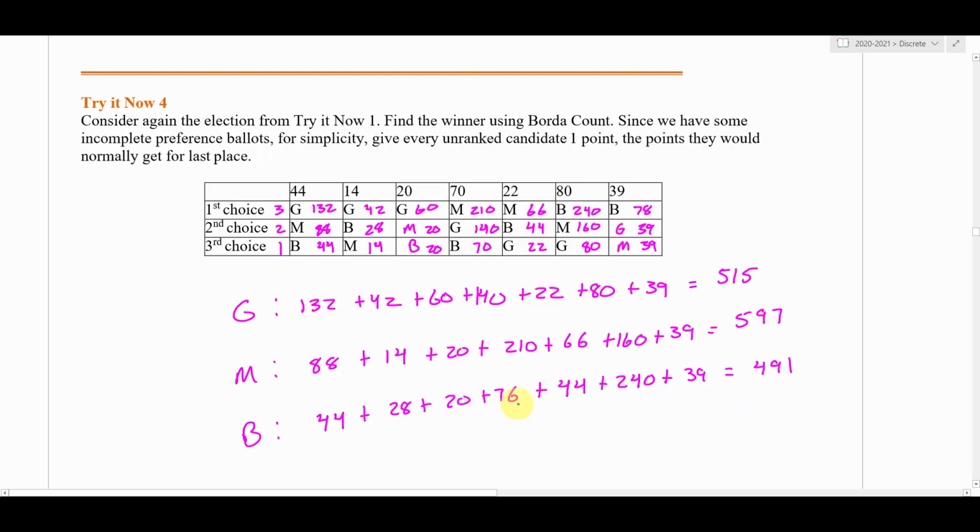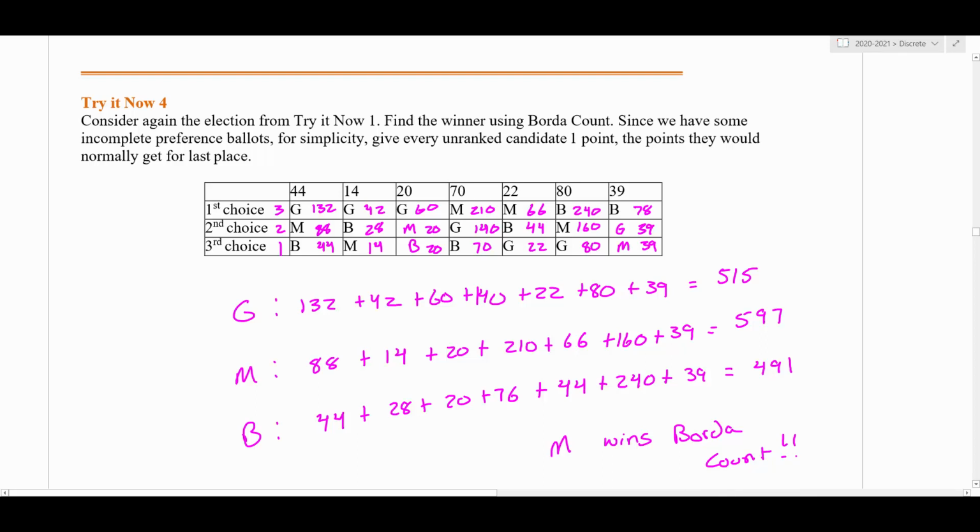I could have easily made a mistake here, but based on what I'm getting in my preliminary results, 597 for M is the winner, right? So M wins the Borda count here. So there you go.